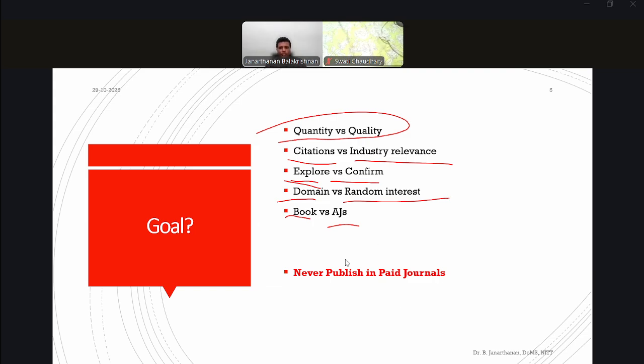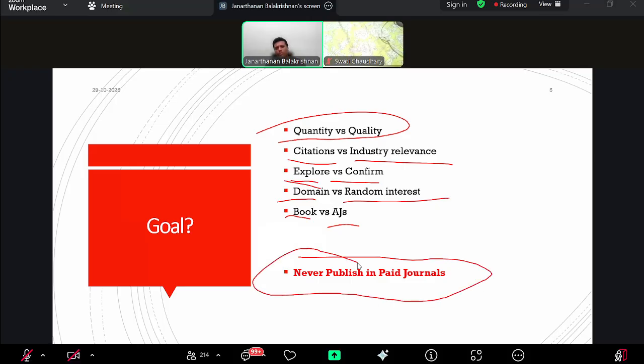Okay. So mostly, never publish in paid journals. That is very important. Never underestimate it. Don't lose your career by paying in a paid journal because you want to publish right now. Don't do it. When I say paid journal, you take it as predatory journals. Don't publish in them. Don't put yourself down. Try to look at good publishers at least.